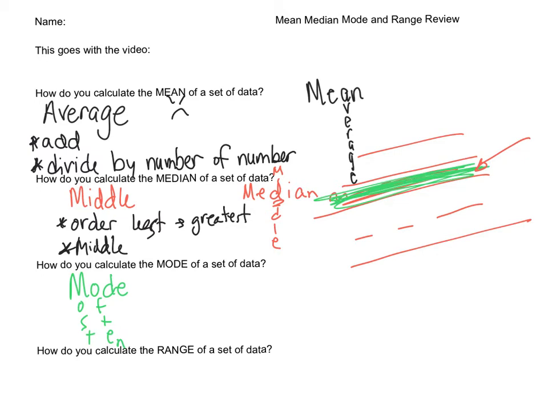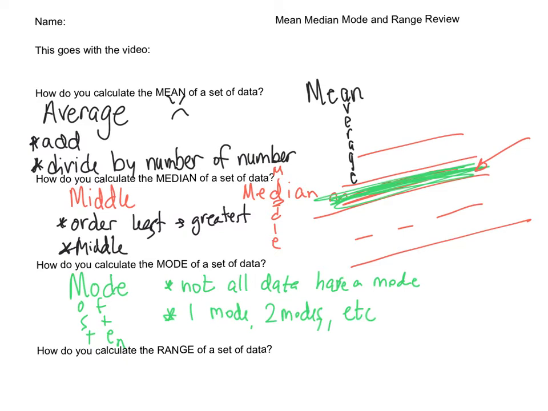The thing with the mode is that not all data sets have a mode. You could have no mode. You could have more than one mode. So you could have 1 mode, 2 modes, 3 modes, or no modes. So the mode can be a little bit tricky, even though it's pretty easy to calculate.